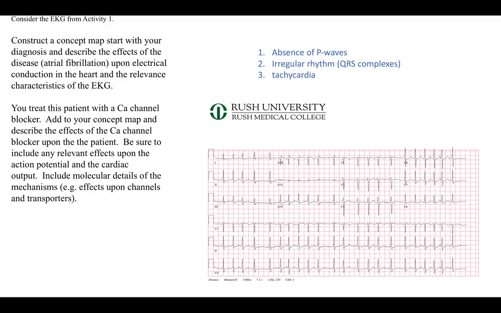Okay, this is the other activity I was involved in. Consider the EKG from activity 1. You know that this is atrial fibrillation, and you will note the absence of P waves, the irregular rhythm, and therefore the irregularly spaced QRS complexes, and the tachycardia. I said basically explain why you see those things, and then I said you treat a patient with a calcium channel blocker, and why does the patient tend to get better?